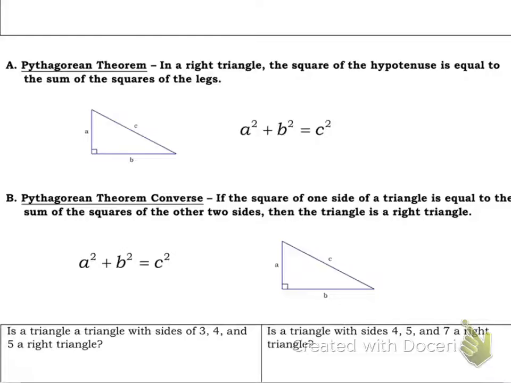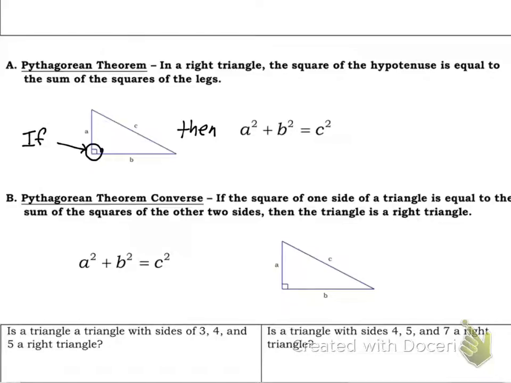So the Pythagorean theorem stated that in a right triangle, the square of the hypotenuse is equal to the sum of the squares of its legs. In other words, it basically says if I have a right triangle, then a squared plus b squared equals c squared. So as soon as I have a right triangle, I know that second statement is true.